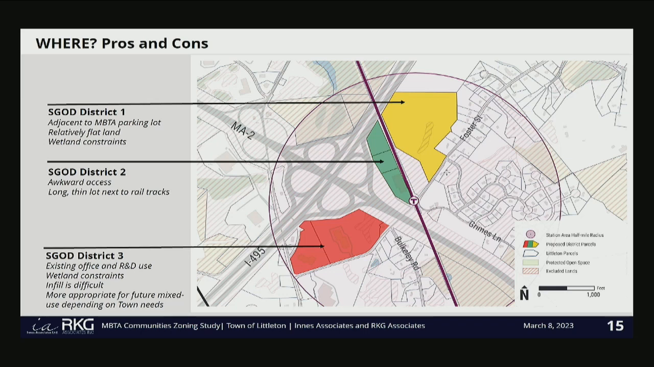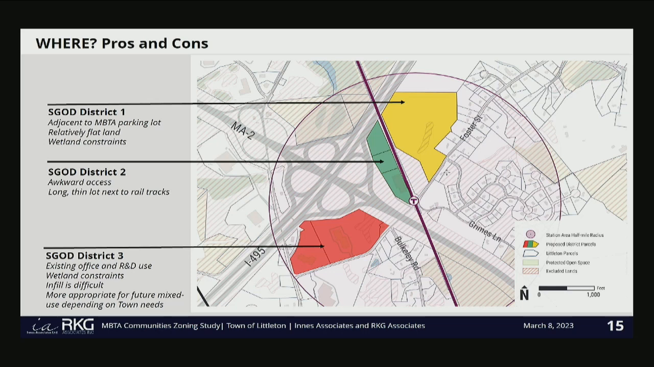Chris and I and our other colleague Eric did go back and forth on what we should show for tonight as a test for the discussion. And again, we're hoping that you're going to give us feedback pro and con on this. That's why we're here. So in terms of District 1, it has a huge advantage in that it is adjacent to the MBTA parking lot and the commuter rail station. If you build something there, you can walk straight down from there to the commuter rail platform.